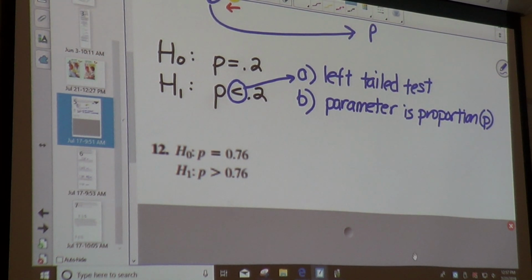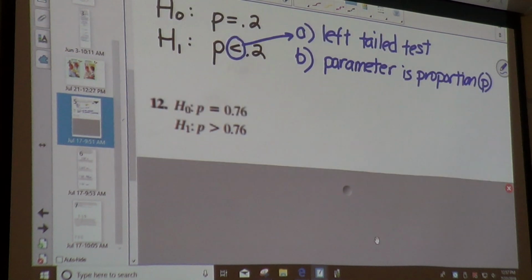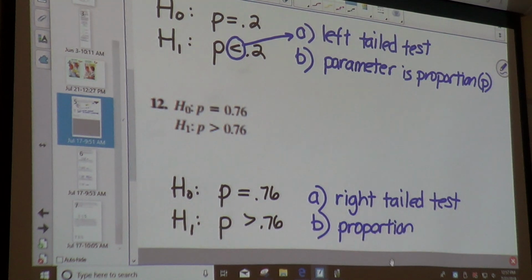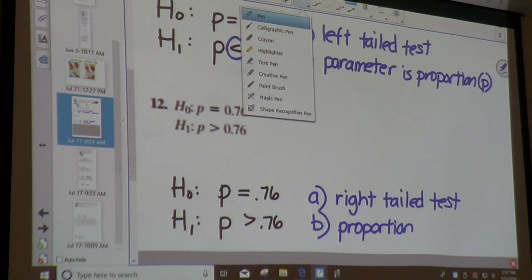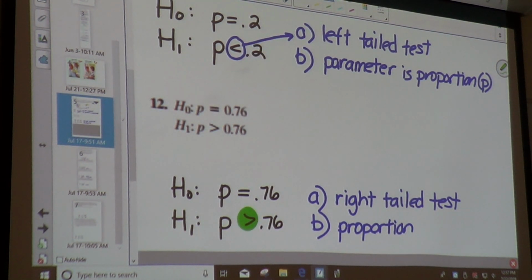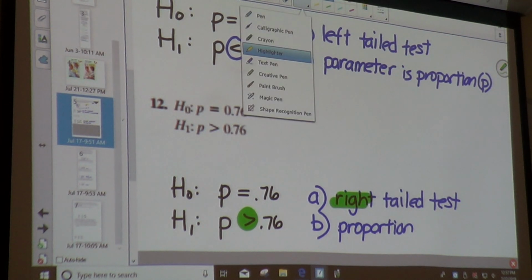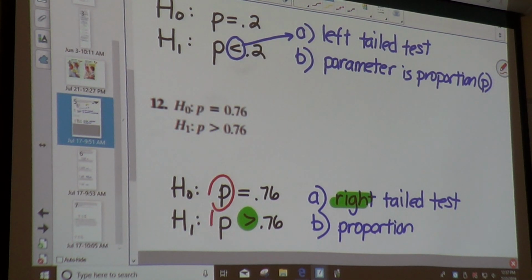What kind of test? Right. Right tail test. What is being tested? The parameter, the P. It is a right tail because of that. And the parameter, proportion, population proportion, that's being tested. The P's being tested.